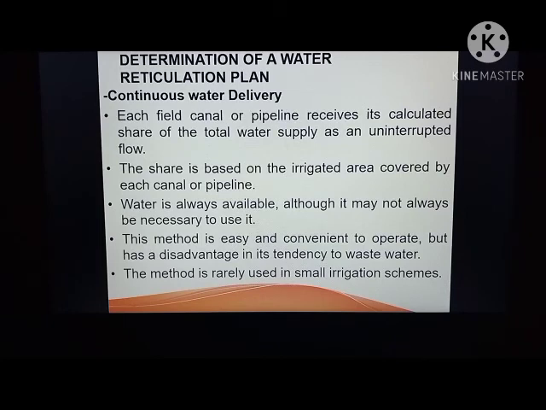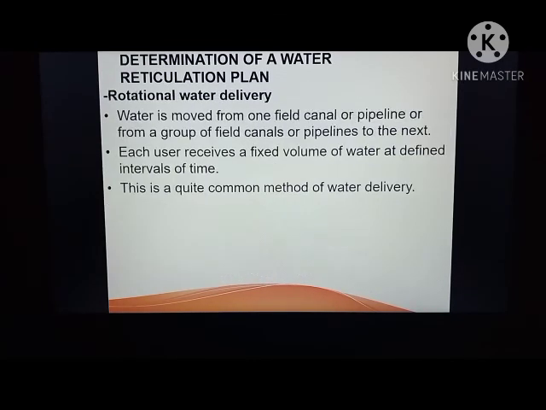In the previous slide, we determined the three ways in determination of water reticulation plan. First is the continuous water delivery. Each field, canal, or pipeline receives its calculated share of total water supply as an uninterrupted flow. Water is always available, although it may not always be necessary to use it. The method is rarely used in small irrigation schemes.